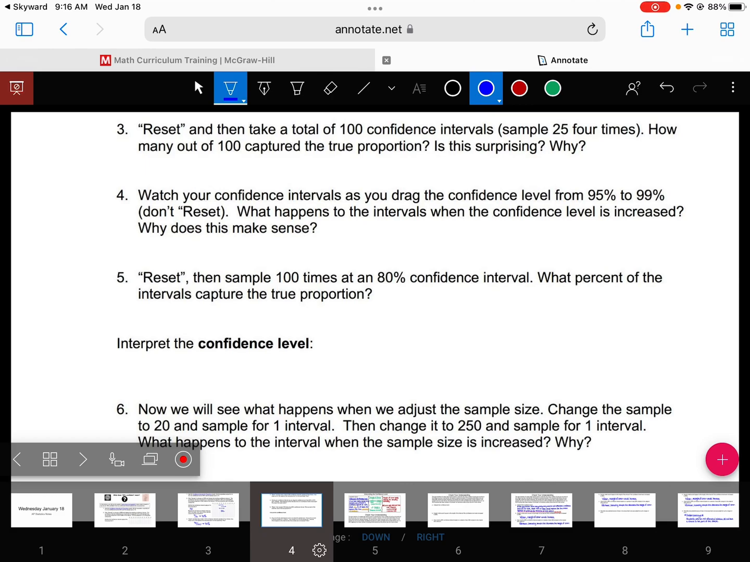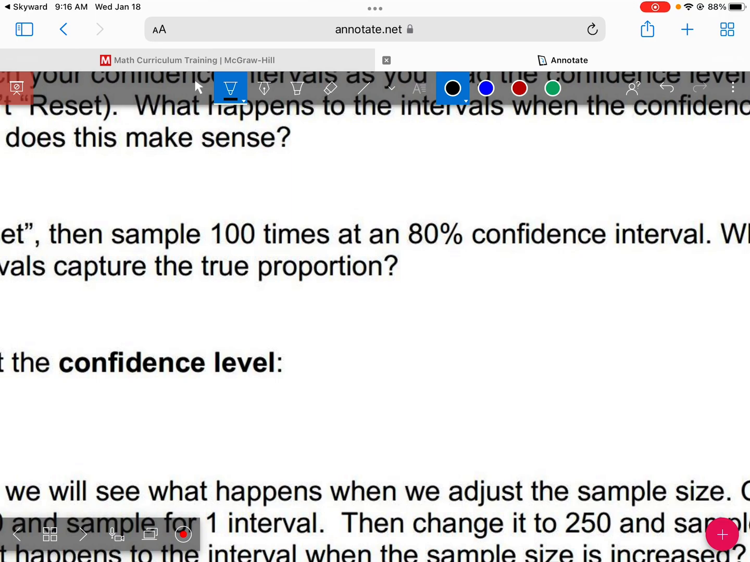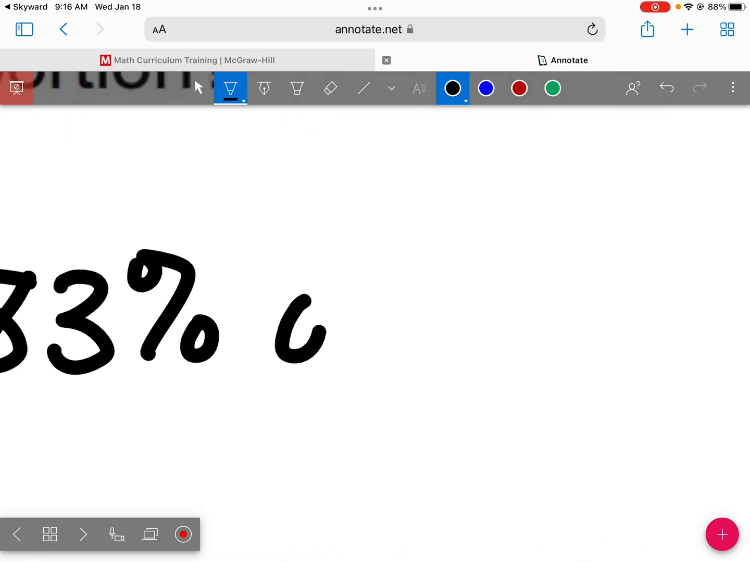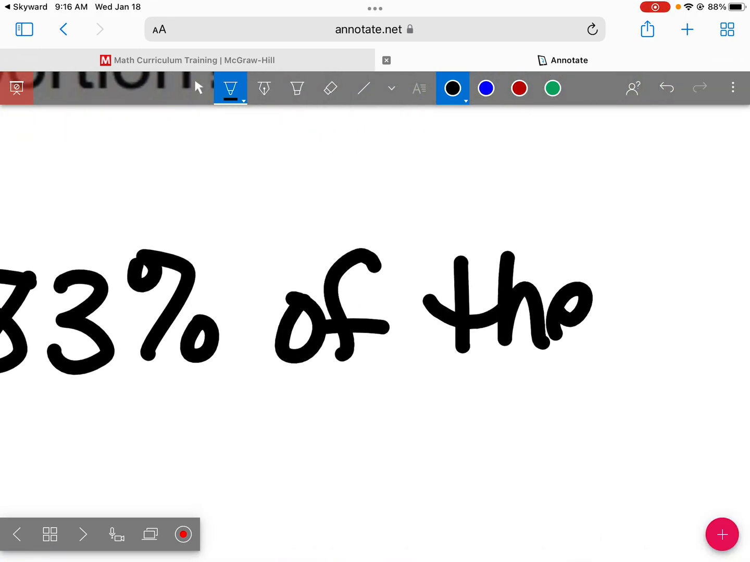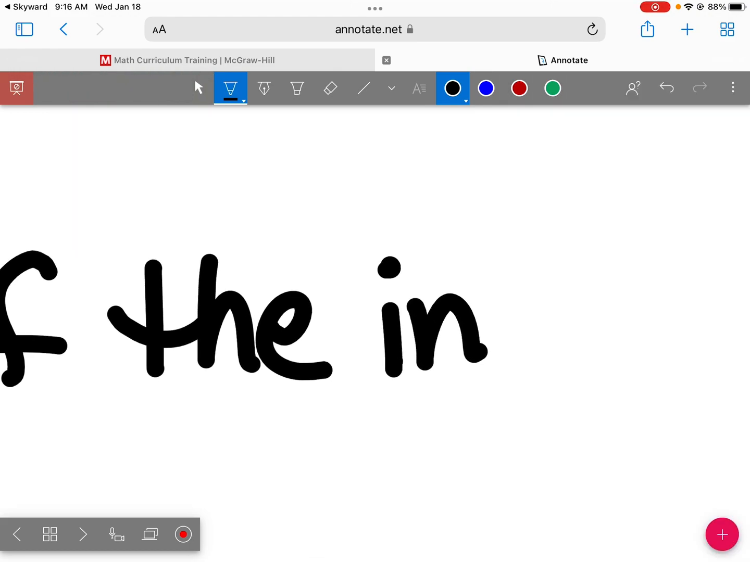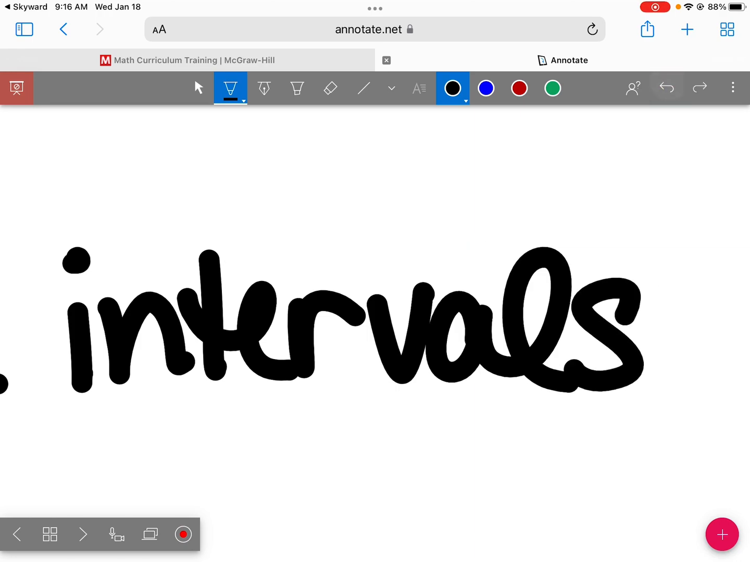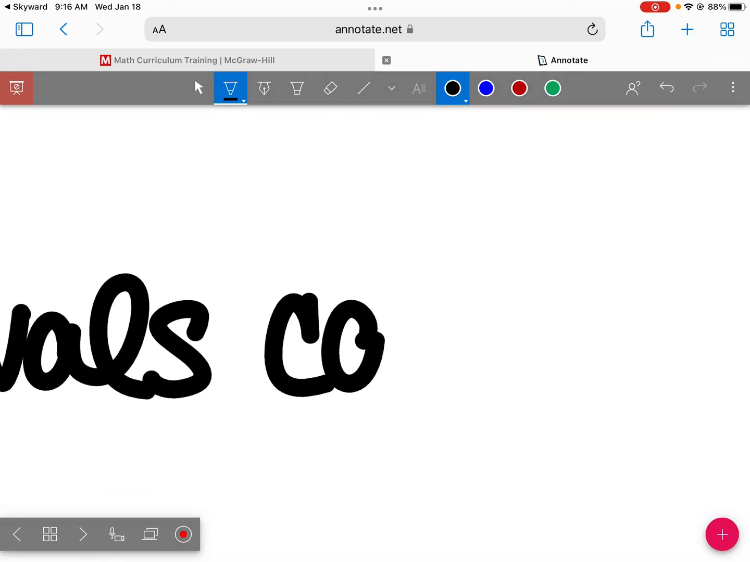So let me pull my screen up so you guys can get this copied down into your notes as well. So we're going to interpret this confidence level. Sorry, Emma, what did you say yours was? 83%. 83% of the intervals captured the true proportion.